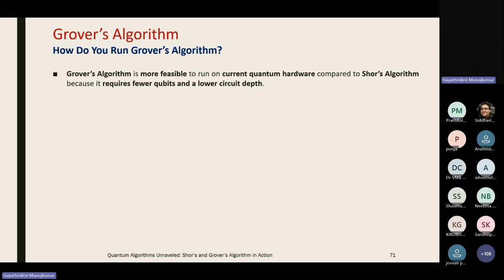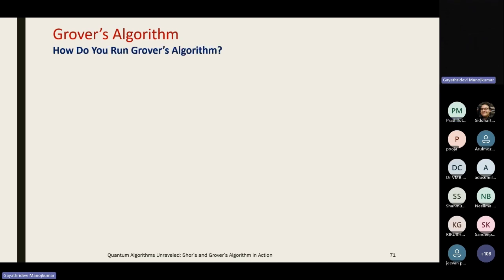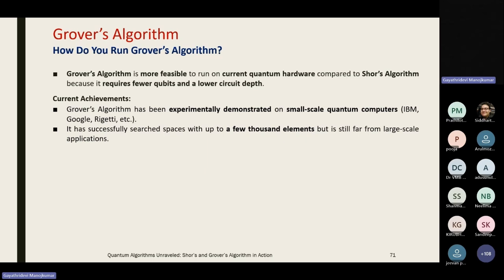Still, Grover's is more feasible to run on quantum hardware when compared to Shor's algorithm. When we discussed Shor's, we came across two difficulties: it needs many more logical qubits, and the depth of the circuit design is also complicated. But Grover's is more feasible because it needs fewer logical qubits, as we have seen, about 30 logical qubits, and because of its lower circuit depth, we can implement it much more easily.